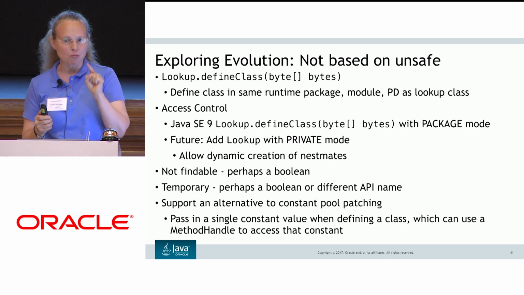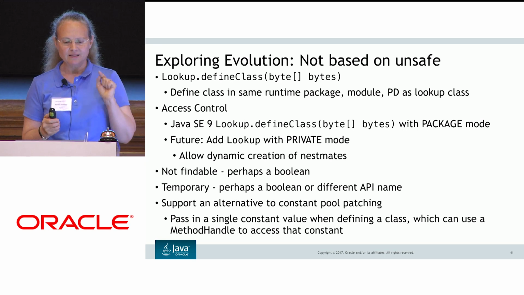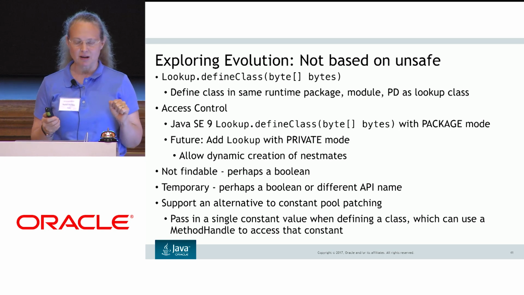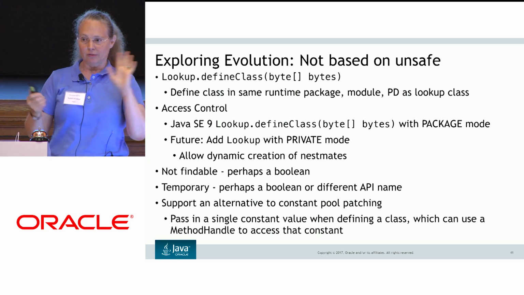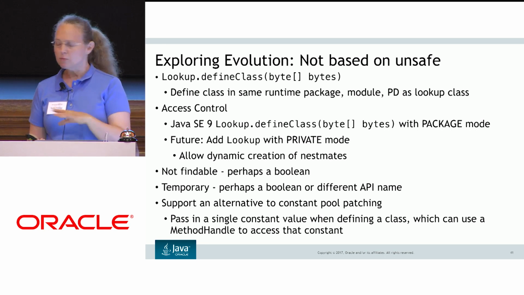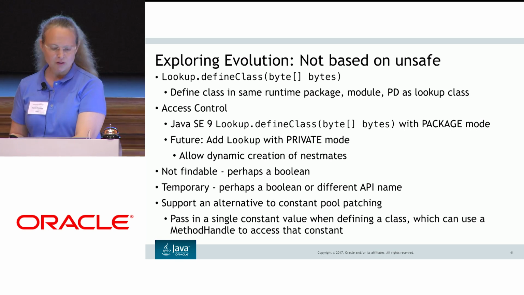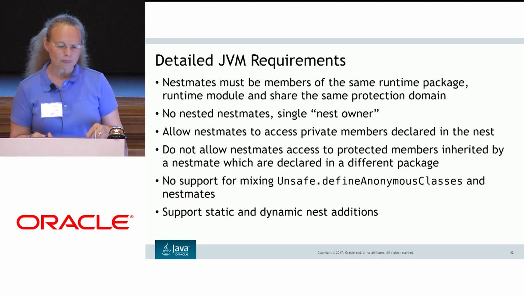The lookup with private mode is how your author says you can dynamically add to the nest, okay? So we have a static mechanism and a dynamic nest mechanism, and the author is responsible for it. So we're not playing free-for-all here, okay? For not findable, we may change the API or add a Boolean, same with temporary, and we're exploring some alternatives to constant pool patching, so keep your eyes open.